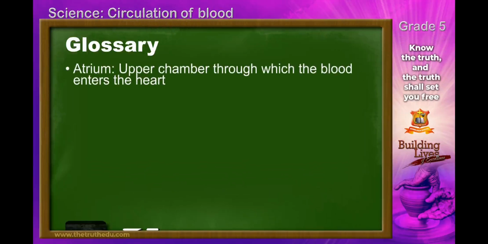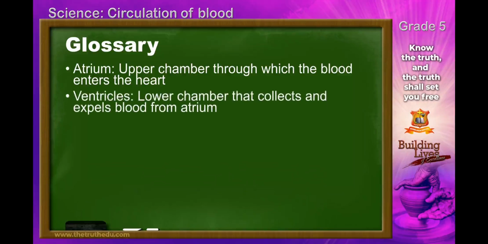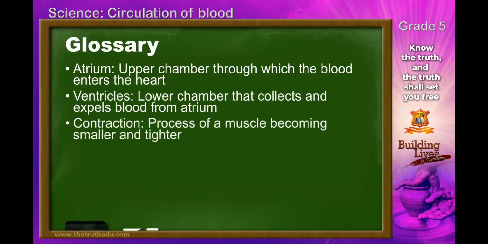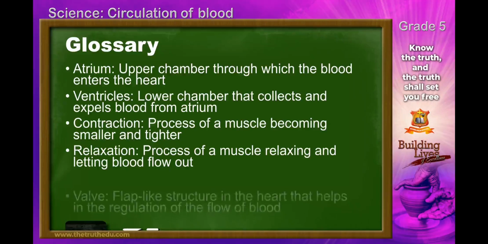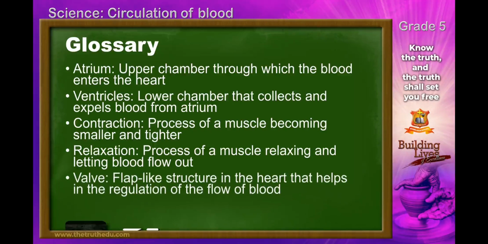Now the glossary. Atrium is the upper chamber through which the blood enters the heart. Ventricles are the lower chambers that collect and expel the blood from the atrium. Contraction is the process of a muscle becoming smaller and tighter. Relaxation is the process of a muscle relaxing and letting blood flow out. Valves are flap-like structures in the heart that help in the regulation of the flow of blood.